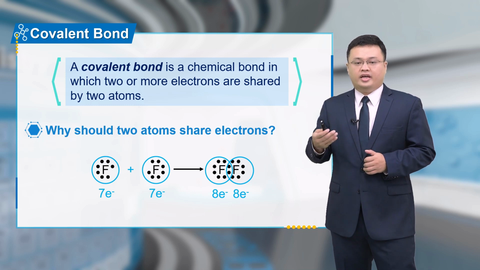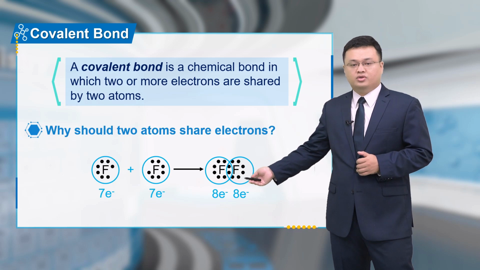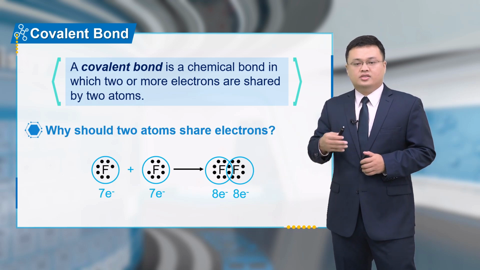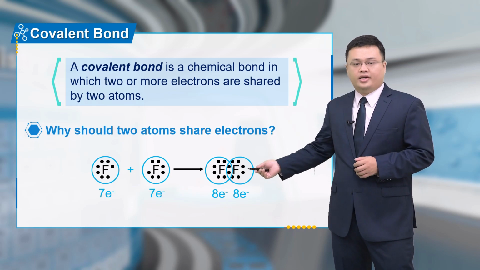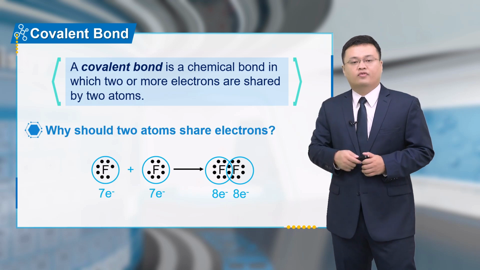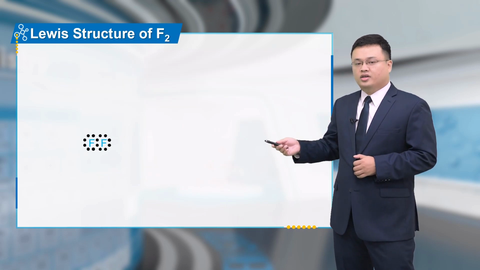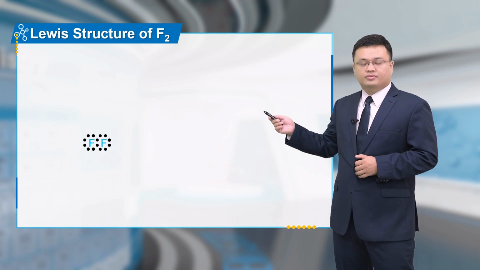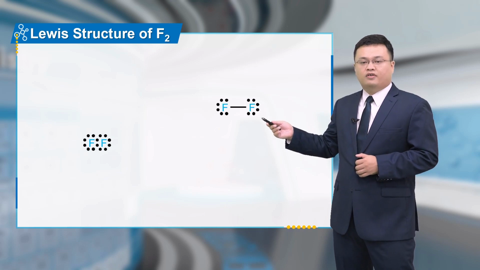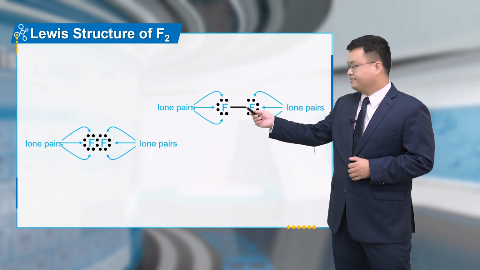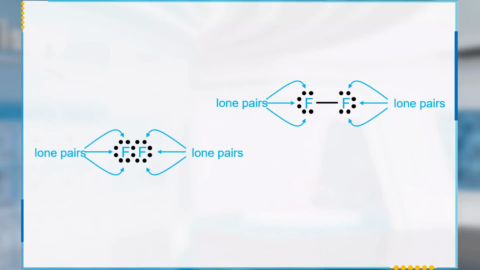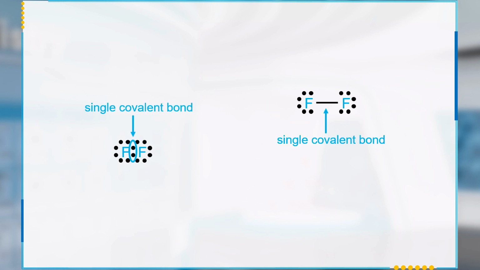Note that we counted the 2 electrons between the fluorine atoms twice. These 2 electrons are shared by the fluorine atoms. This shared pair of electrons constitutes the covalent bond. Here's a Lewis structure of the fluorine molecule. The 2 shared electrons form a single bond in between, and the lone pairs are arranged on the side. Therefore, since there's only one pair of shared electrons, a single covalent bond is formed.